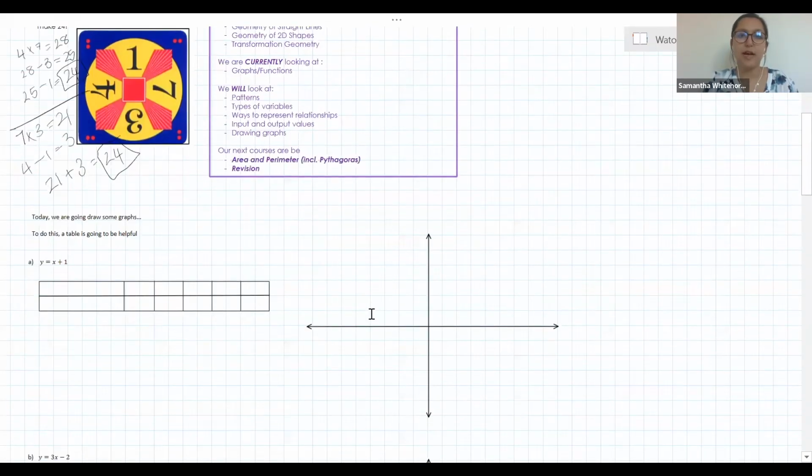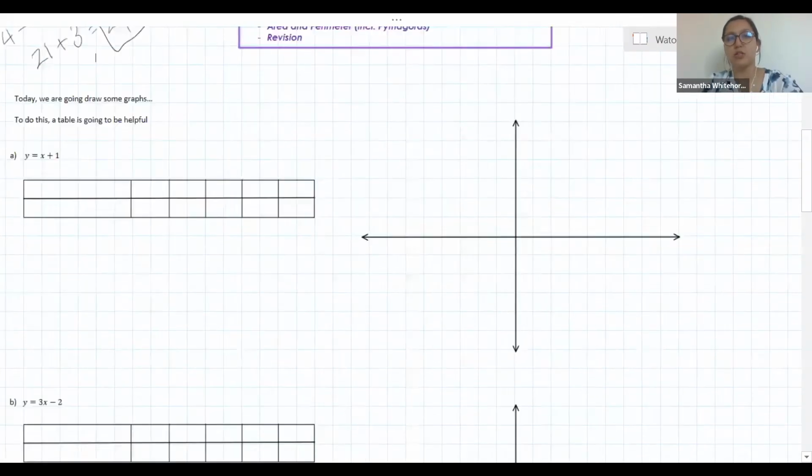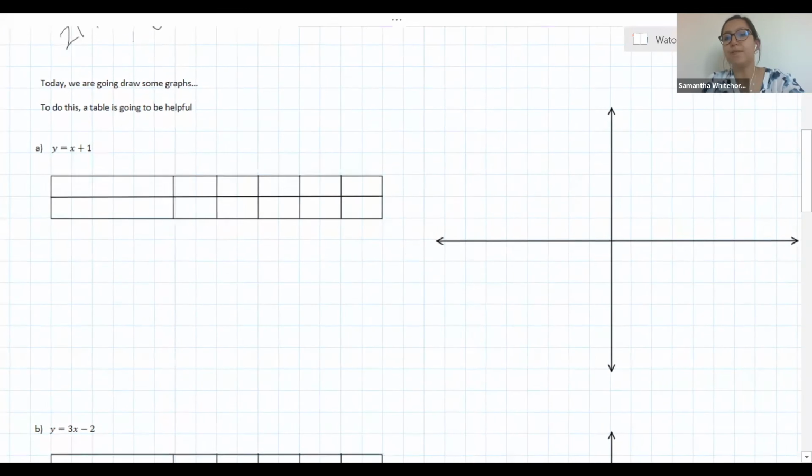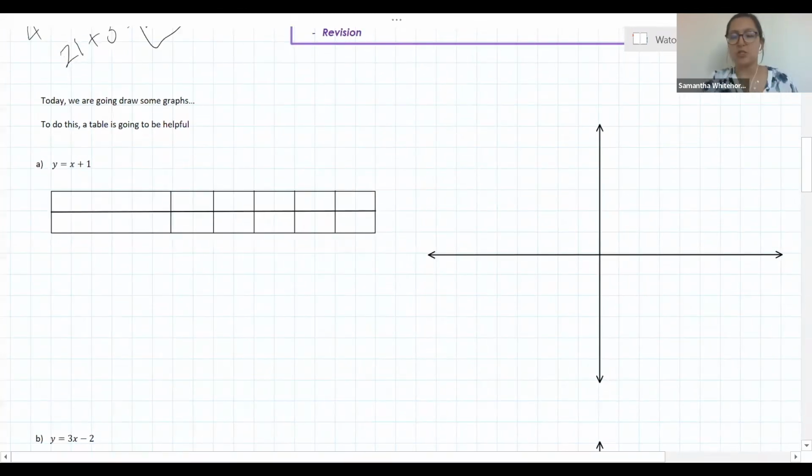But let's have a look at our graphs. So today we're going to actually start drawing some graphs. And in grade 8, we don't really need to stress too much about the specifics of graphs and all the nitty gritties of graphs. We just need to be able to draw them and see the relationship that we have.